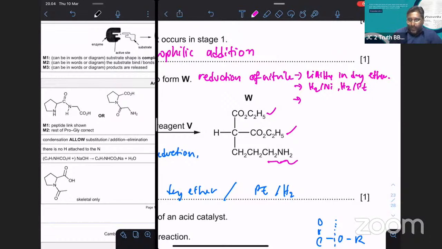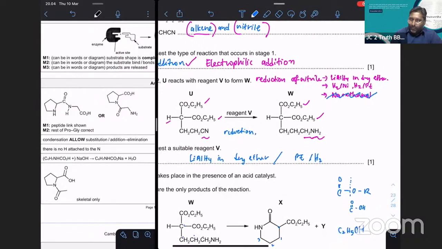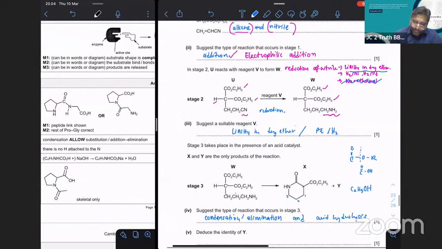Then last time they said sodium in ethanol, but sodium in ethanol has been removed from the syllabus, so please avoid using this. I will suggest you remember this one. I'll just use LiAlH4 in dry ether, or if you want platinum with H2, it is up to you. Now, stage 3 takes place in the presence of acid catalyst.